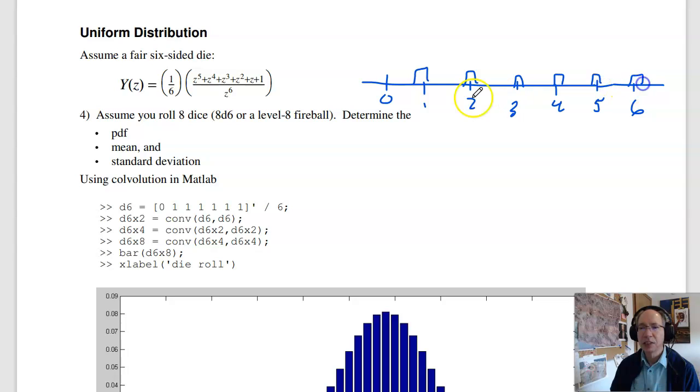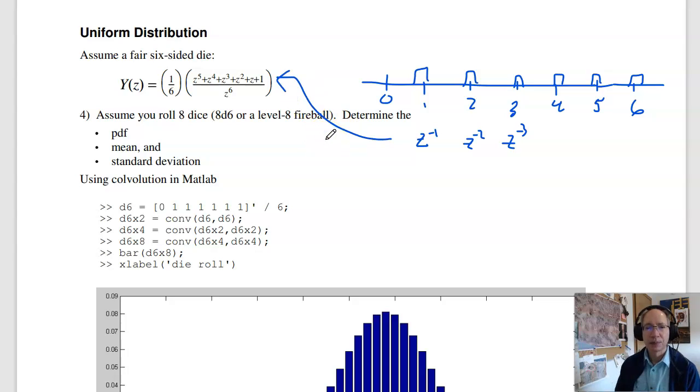And the z-transform of that would be 1/6 plus 1/6 times 1 over z plus 1/6 times 1 over z squared plus 1 over z cubed and so on. Put over common denominator, and that's what you get. Now suppose I roll a level 8 fireball, which is rolling 8 6-sided dice. Determine the PDF, the mean, and the standard deviation.